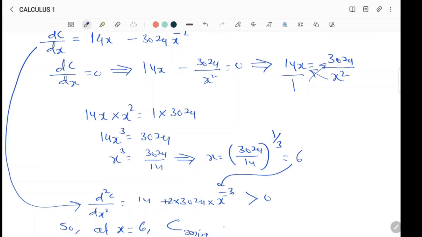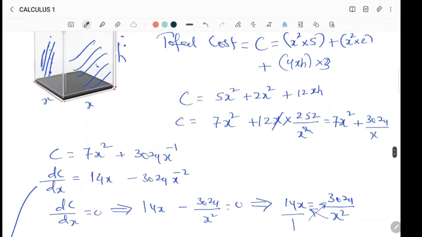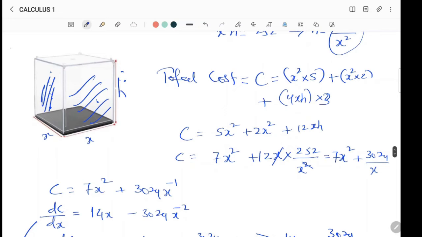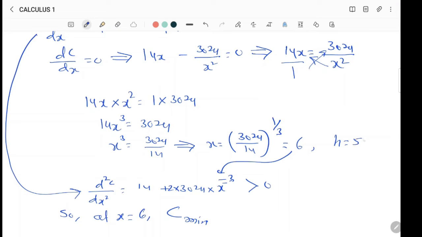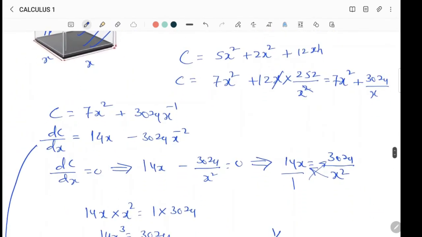Okay, but we need to find the height, right? We had another expression, what? Height is 252 over x square. 252 over 6 square. So that's 7. So at x equals 6 and h equals 7, c minimum we will get.